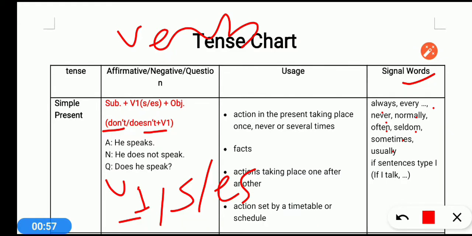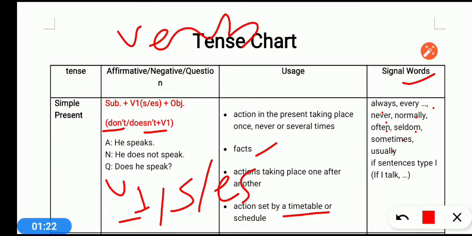This tense is used to show the action which happens regularly, sometimes, several times, or from time to time. It is used to show facts also. It is used to show habitual action. So present simple tense is used to show habitual action, daily activity, regular activities, facts, and according to timetable.